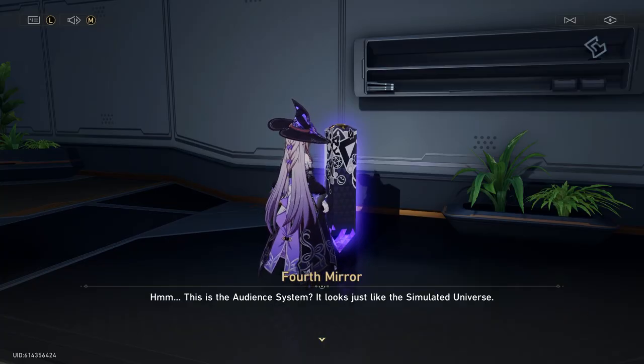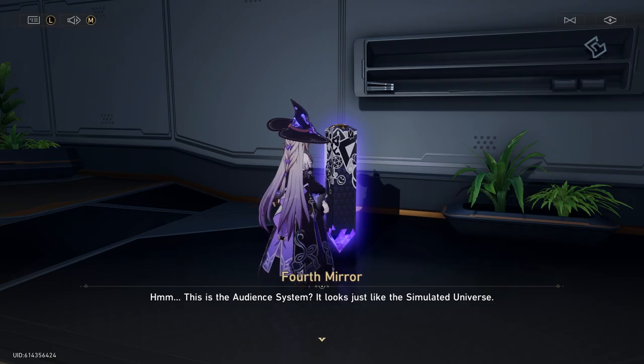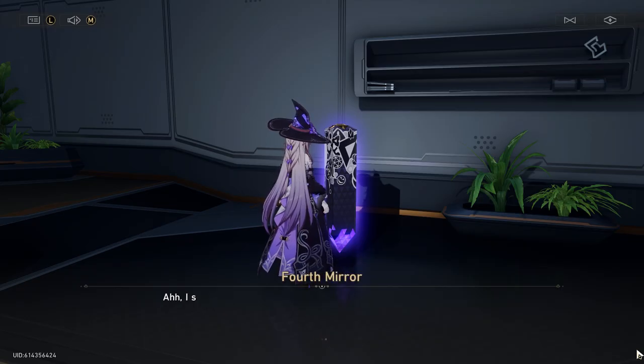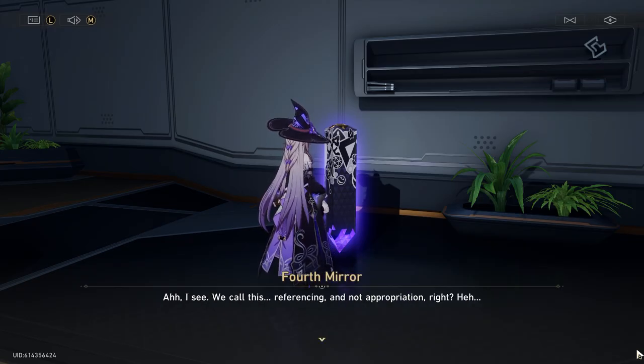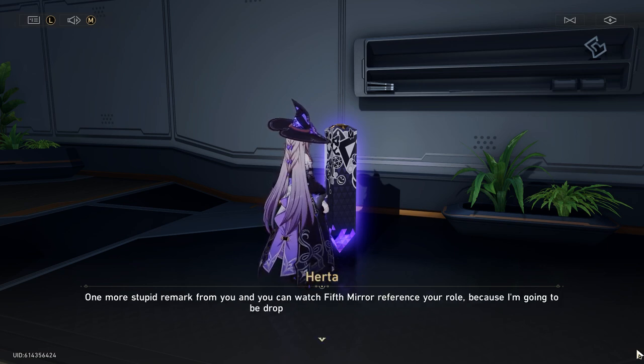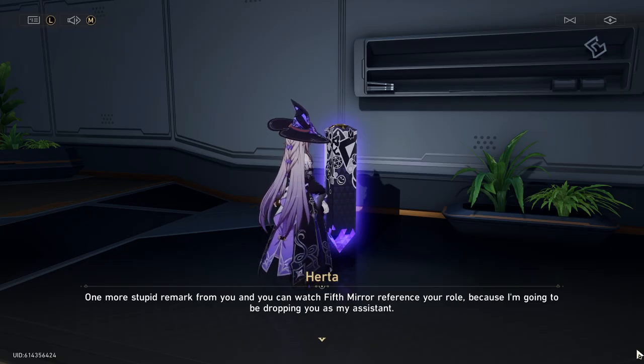Is the audience system... Hi, it looks just like the simulated universe. Keen observation. They share the same fundamental logic and are pretty much identical in that regard. I see. We call this referencing and not appropriation, right? One more stupid remark from you, and you can watch Fifth Mirror reference your role because I'm going to be dropping you as my assistant.